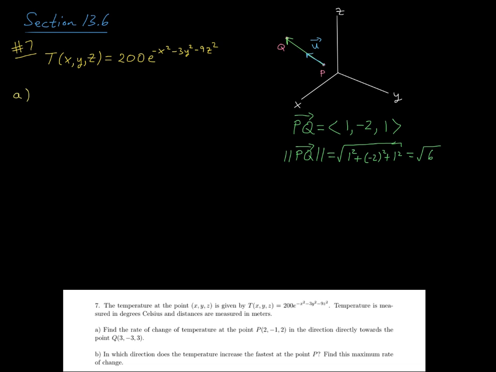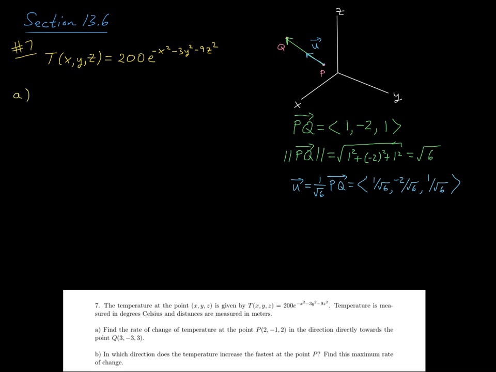So what do we do? We consider the vector u that has unit length and the same direction as PQ. We can find it by dividing PQ by its magnitude. So it has components 1 over root 6, -2 over root 6, and 1 over root 6. Great.